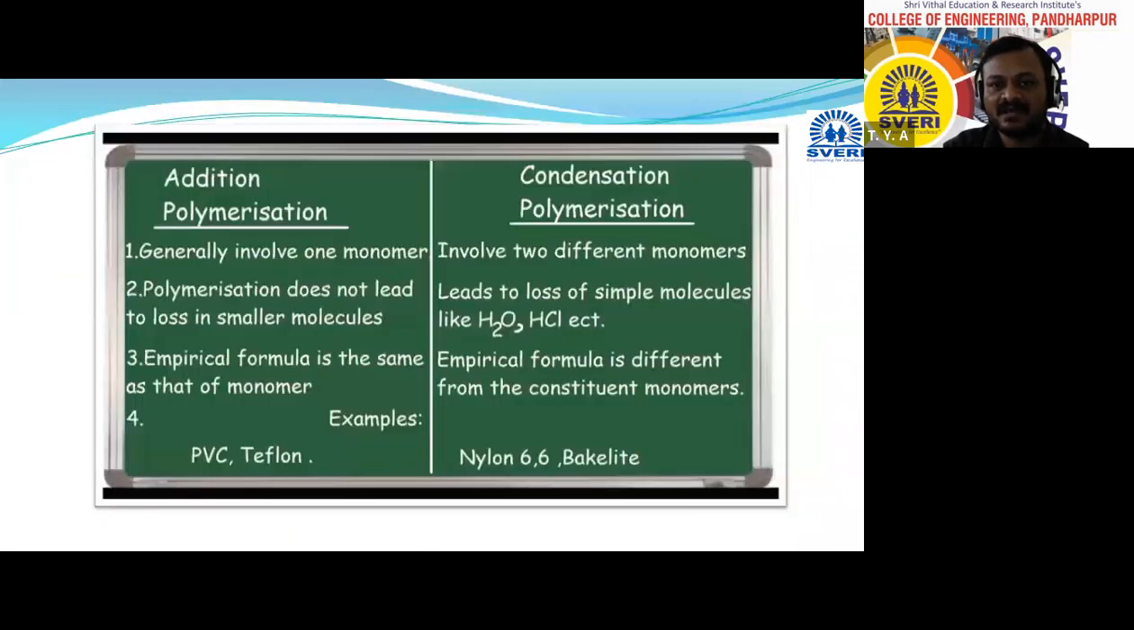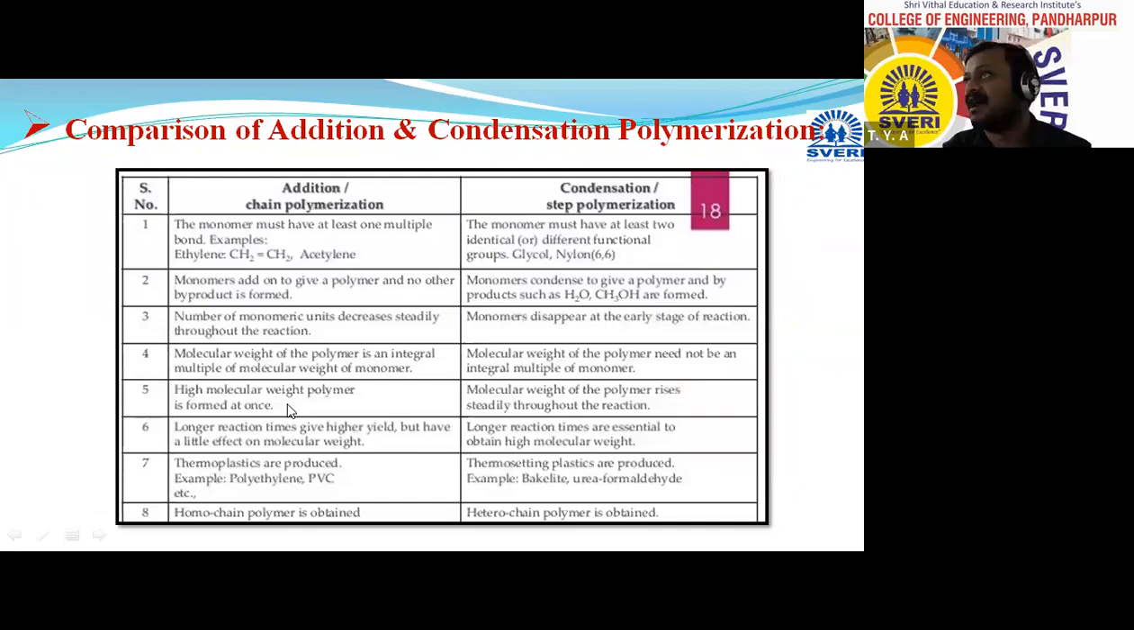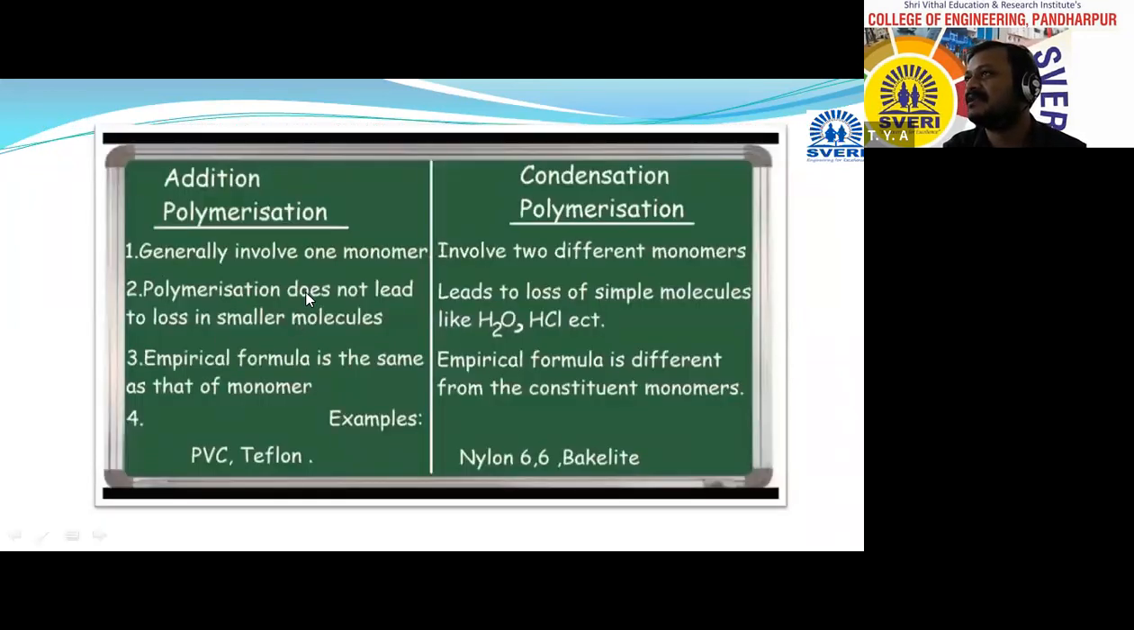Okay. Now, in the next two slides, I have added some comparison points between these two basic types, addition polymerization and condensation polymerization, in two different slides. Some points may get repeated. In addition polymerization, generally one monomer is involved, one monomer meaning an ethene monomer, like this.